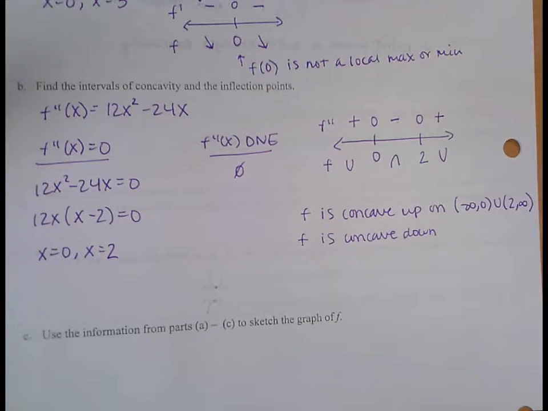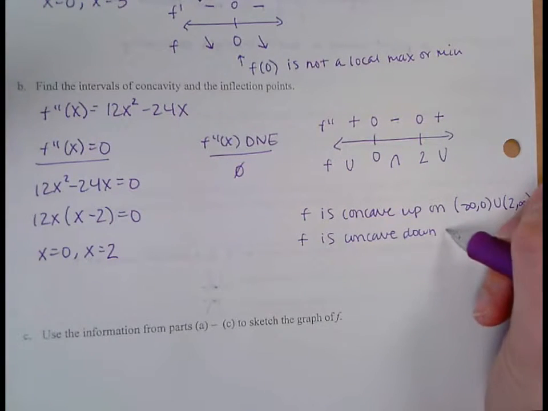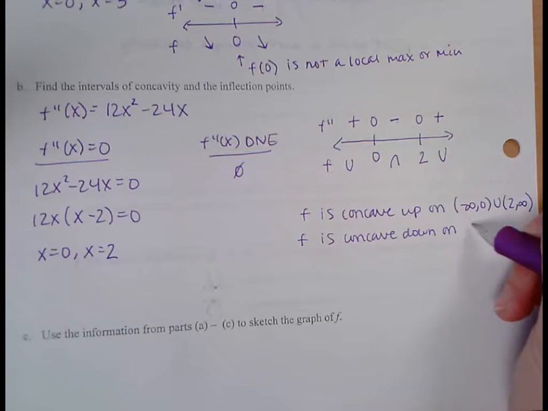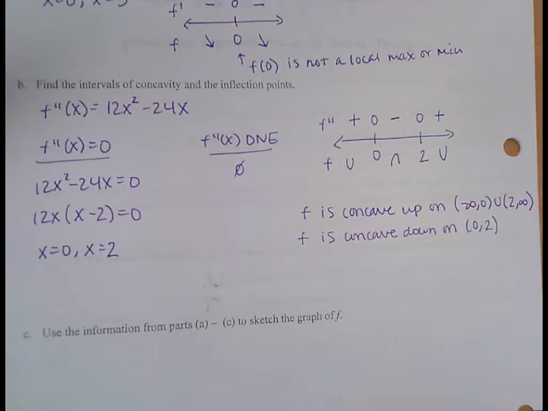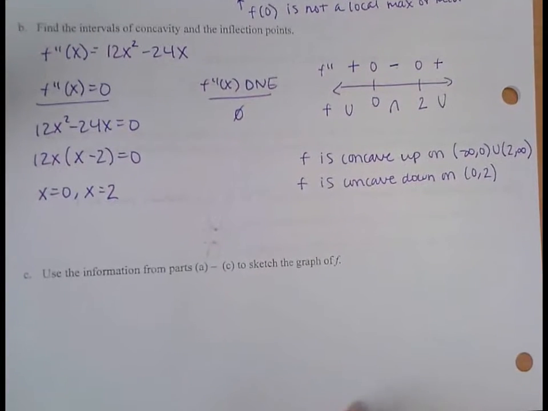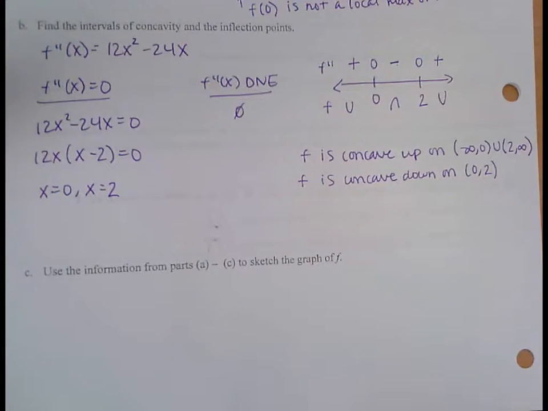I would think so. I don't think they're picky on that. I think they would know, especially if they're asking for concavity, they would know C would be concave up. So concave down on 0 to 2. I guess my response would be if you're really unsure, because I'm not even totally positive, write it out if you're really unsure. When in doubt, write it out.